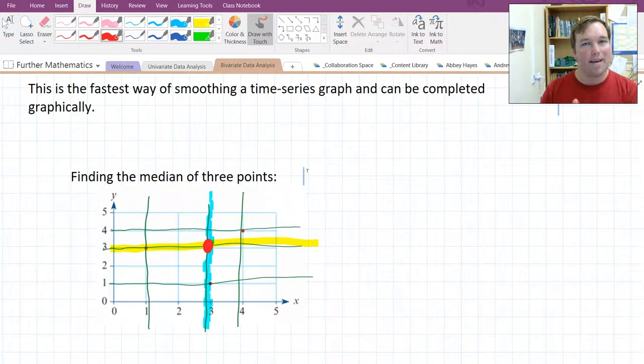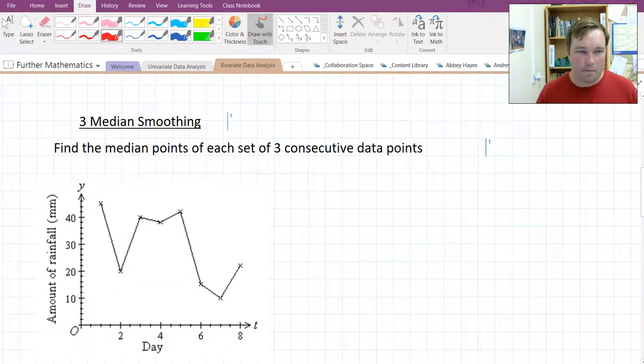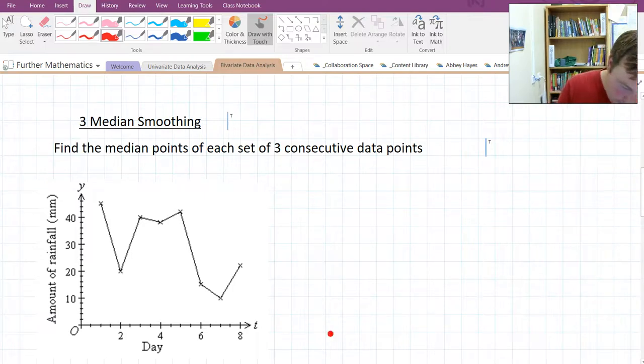You look for the median in the x, the median in the y, and where that is a point. And note that almost always this will be level with one and above one. And with median smoothing, we only ever use odd numbers, so it'll only be 3, 5, 7. And I'll do 3 here. Alright, so 3 median smoothing.